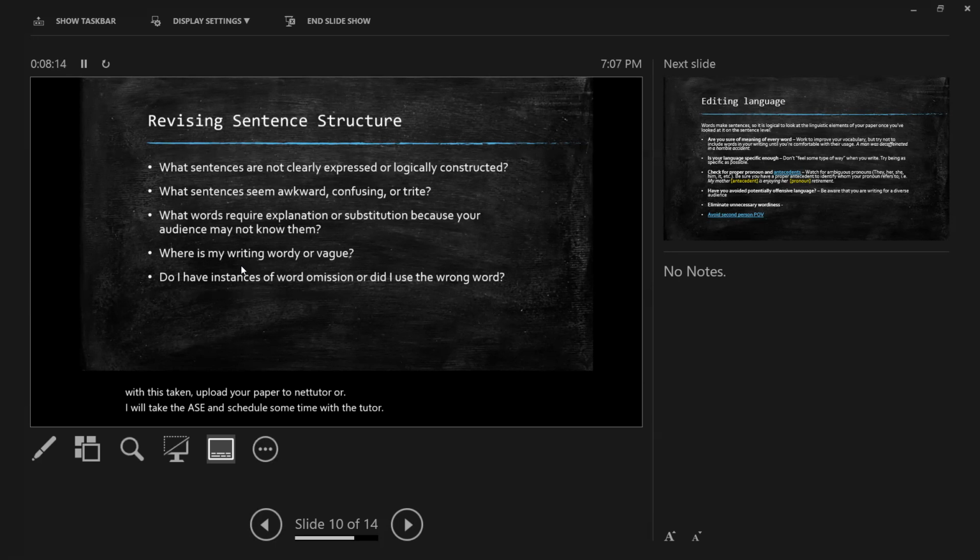The first two kind of go hand in hand. Trite is just overused. That's another thing. If you find yourself using the same words a lot, like if there's a word that you really like and you keep using it, but then you're like, man, I'm using this word too much, switch it up. It's the same thing if you find yourself opening your sentences the same way, like if you have a bunch of consecutive sentences that start the same way. Break it down.